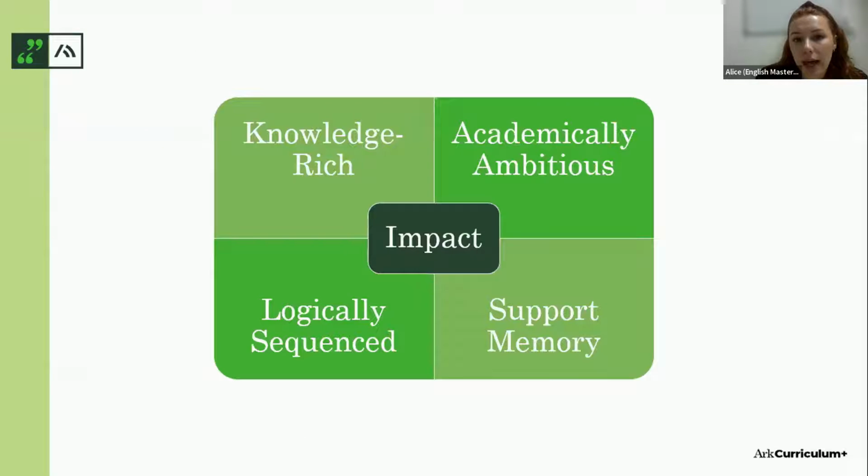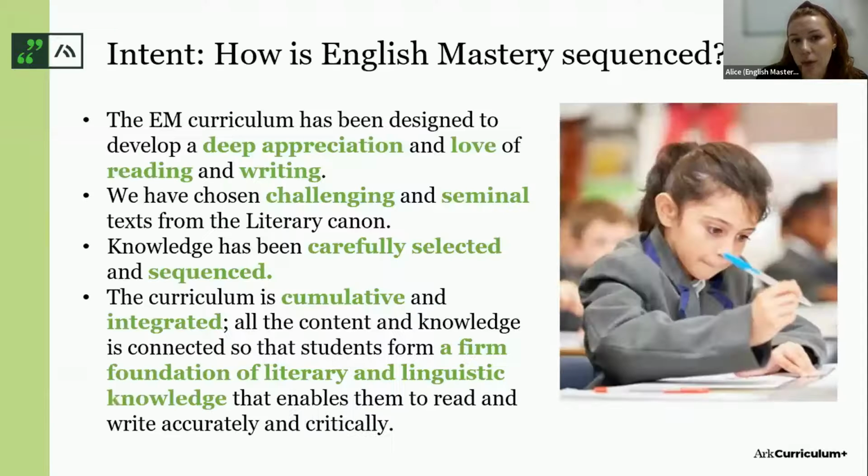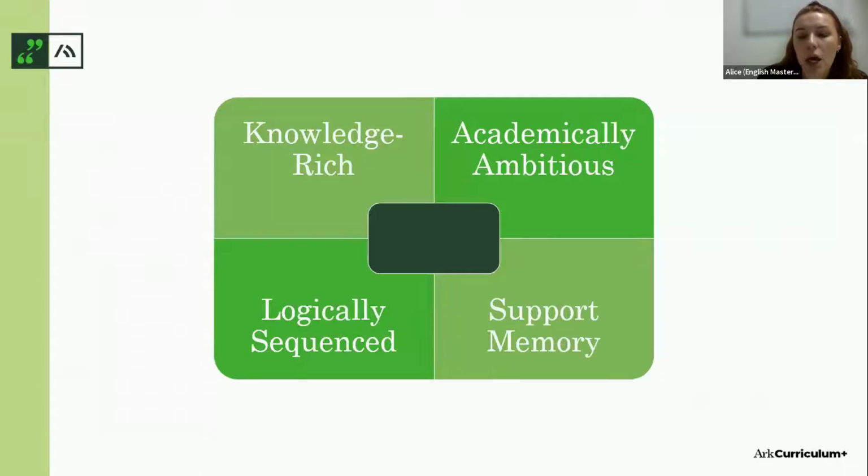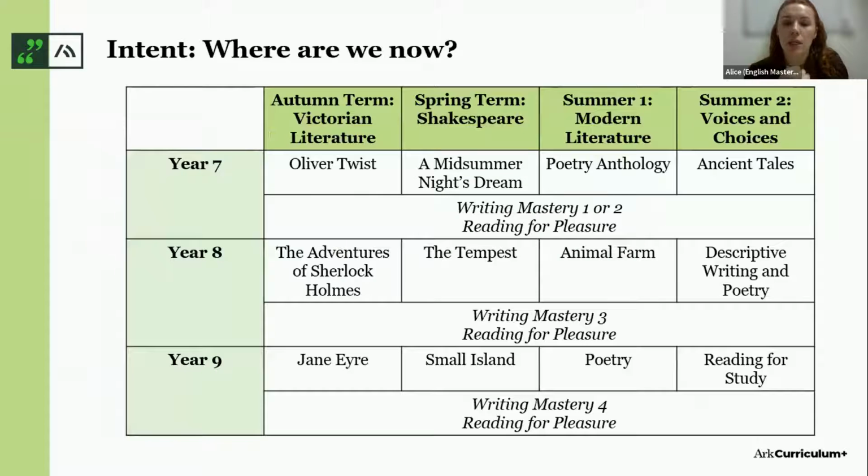So you can see here how these ideas that we've previously mentioned, a deep appreciation of reading and writing, and carefully selected, academically ambitious, logically sequenced, is embodied in our curriculum map. So we've got themes of Victorian literature in the autumn term, Shakespeare and the modern play in the spring term, and then in summer one, we've got our modern literature and voices and choices in summer two.